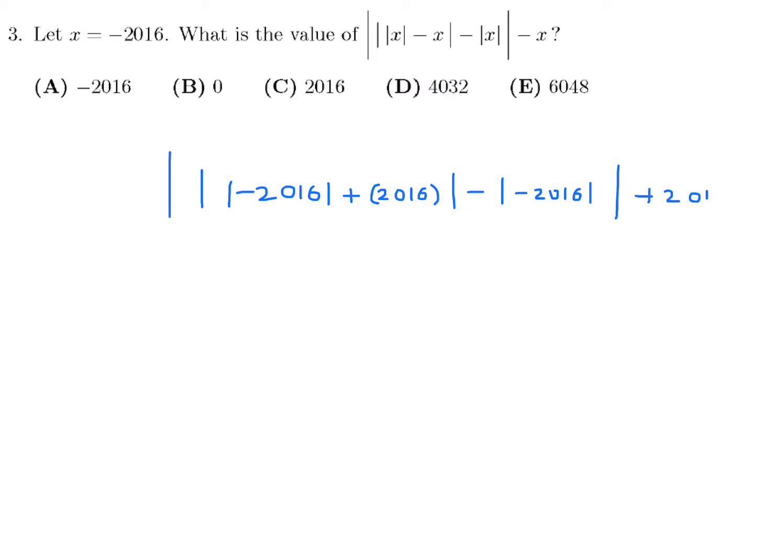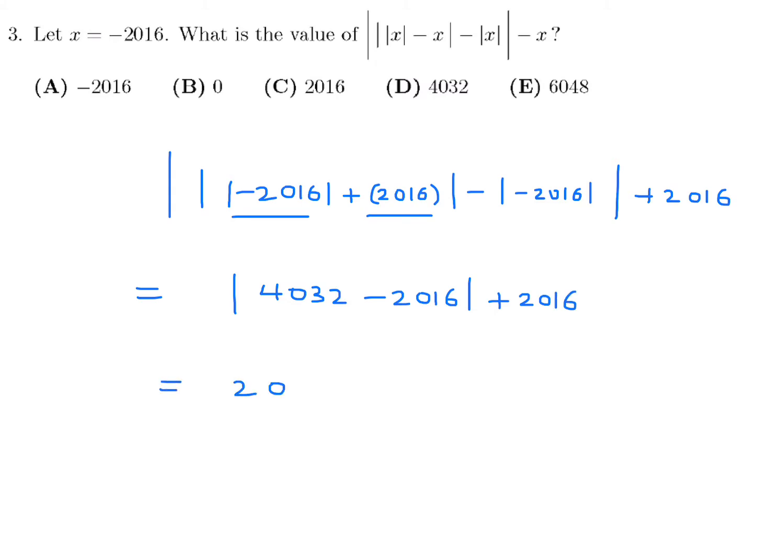would be plus 2016. So this guy is positive and positive, so you get 4032, and this would be positive, so you're subtracting that. And then this looks like just 2016, and then we have that plus 2016, and then this is 4032. So the answer to number 3 is D.